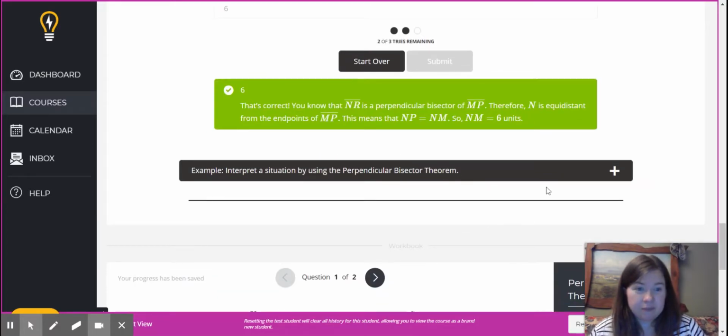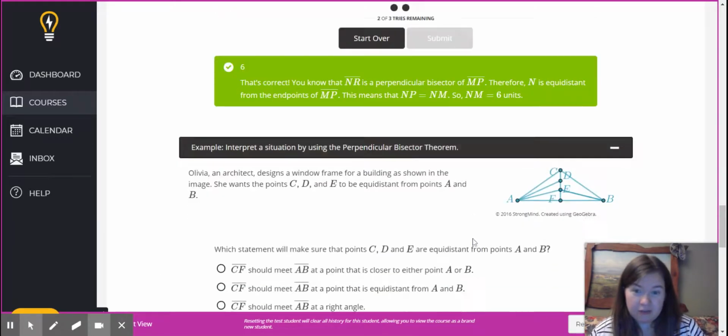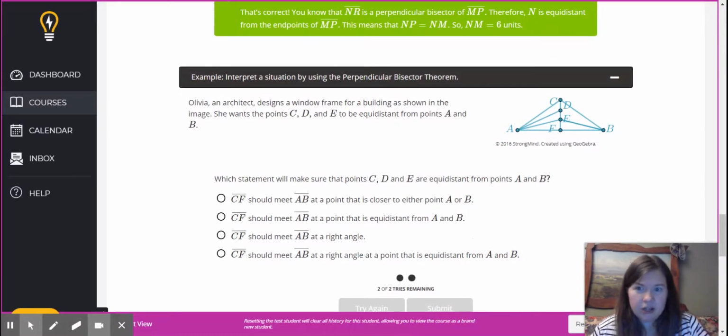Or here's this one, interpret a situation where you'd have to use it. So we have this crazy thing. Olivia, an architect, designs a window frame for a building as shown in the image. I don't know which one is the image, the window, but we're going to go with it. She wants to put C, D, and E to be equidistant from points A and B. Which statement will make sure that C, D, and E are equidistant from A and B?